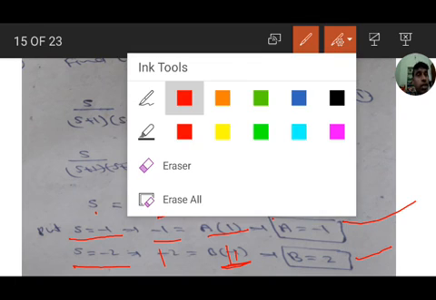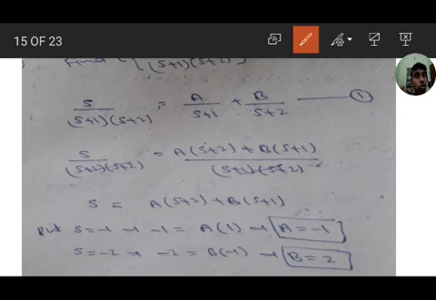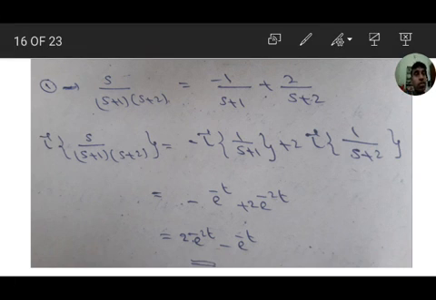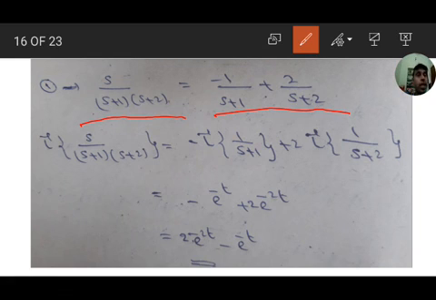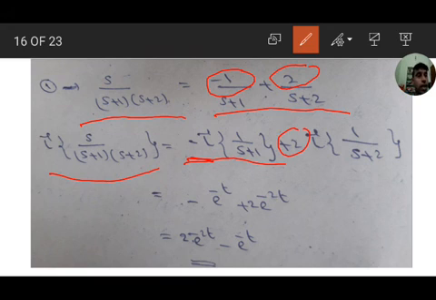Substitute these values in equation 1 here. So a equal to minus 1, that is minus 1 by (s plus 1), b means 2, 2 by (s plus 2). Apply inverse Laplace transform. From equation 1 we get s by (s plus 1) into (s plus 2) equal to minus 1 by (s plus 1) plus 2 by (s plus 2). So apply inverse Laplace transform: L inverse of s by (s plus 1) into (s plus 2) equal to, here minus 1 coefficient outside, L inverse of 1 by (s plus 1), here 2 is the coefficient outside, L inverse of 1 by (s plus 2), by linearity property.